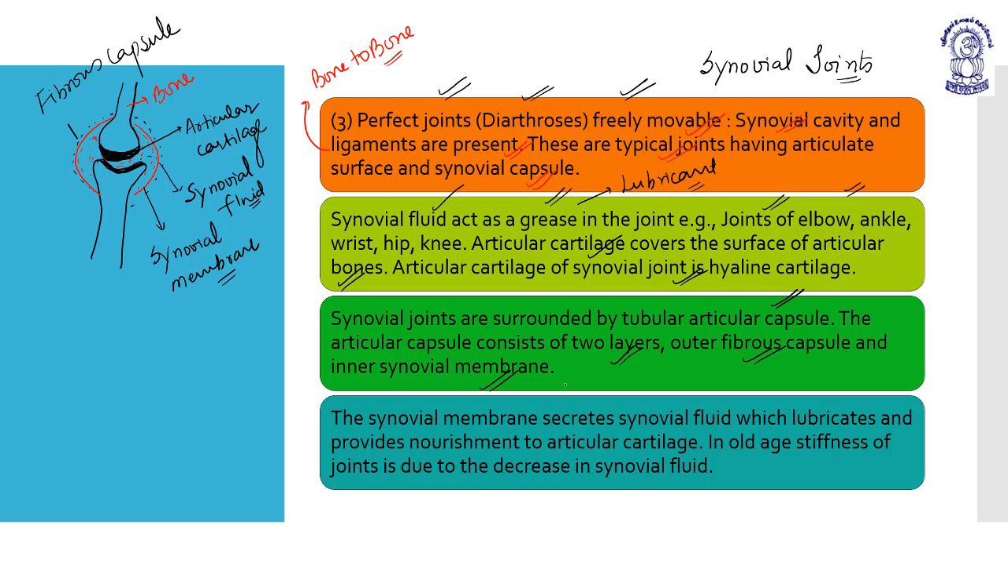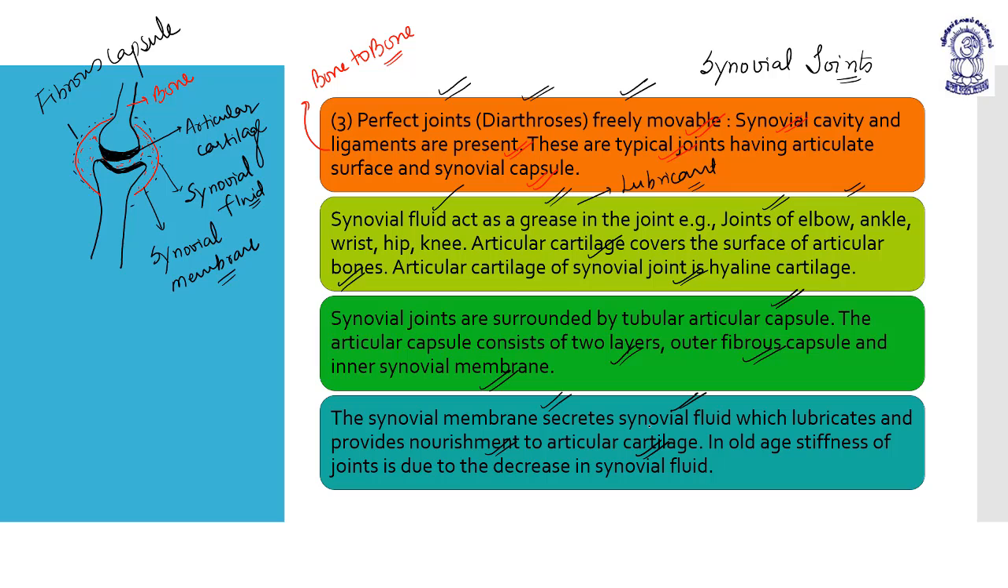The synovial membrane secretes synovial fluid, which lubricates and provides nourishment to the articular cartilage. In old age, stiffness of joints is due to a decrease in synovial fluid.